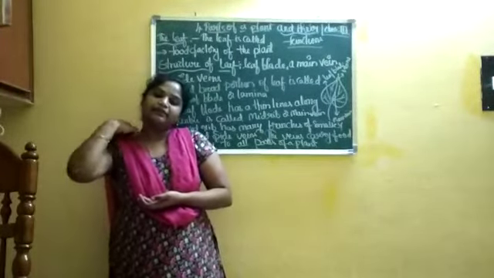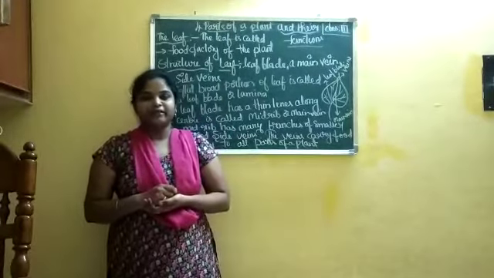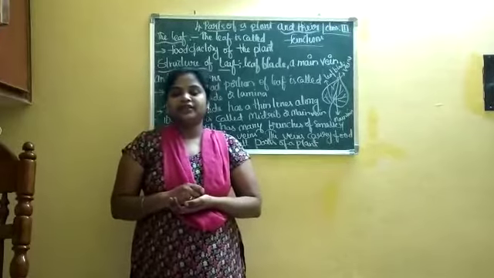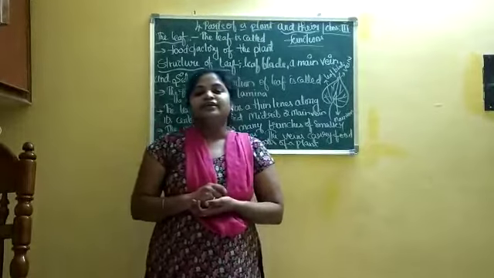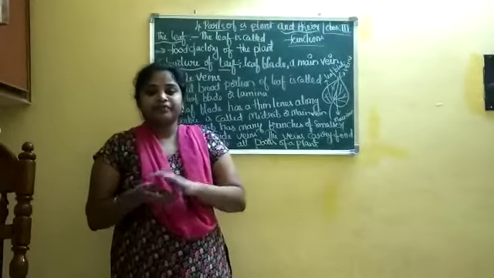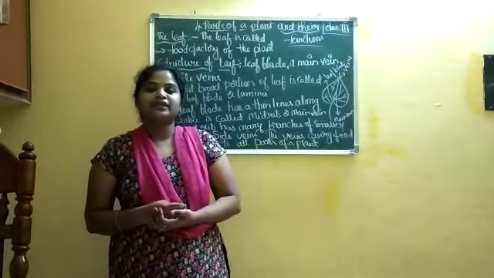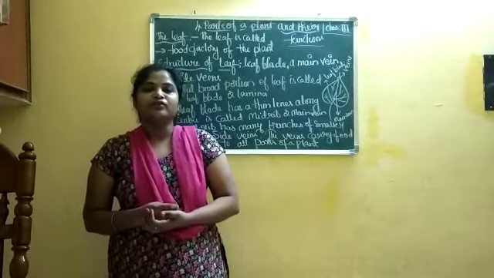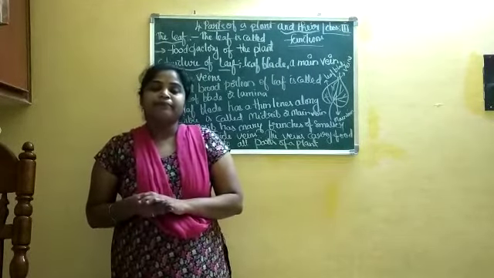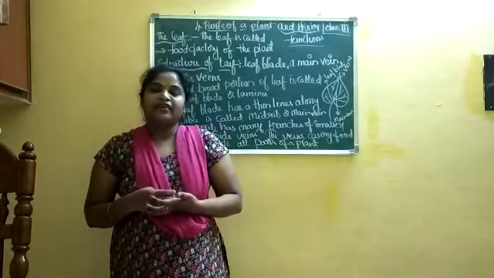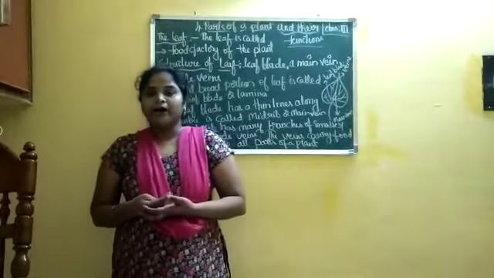Some plants store excess food in their stems. Examples, potato and ginger. These are stems, and excess food is stored in them. And next, the stem holds flowers, fruits, branches, leaves, seeds and buds. The stem also carries the food prepared by the leaf to all the remaining parts.